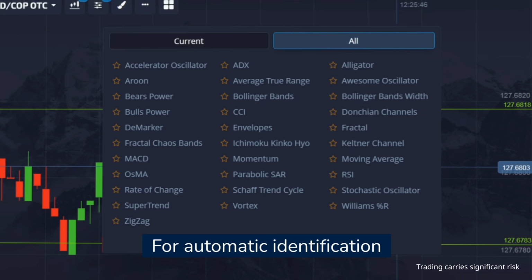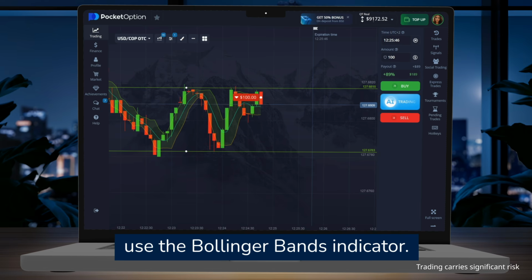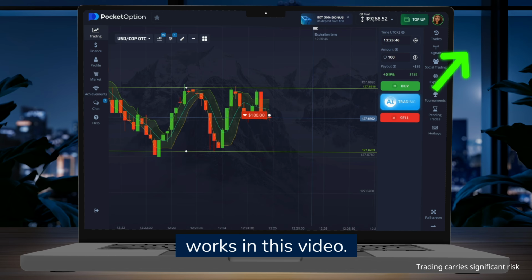For automatic identification of support and resistance levels, use the Bollinger Bands indicator. You can learn how the Bollinger Bands indicator works in this video.